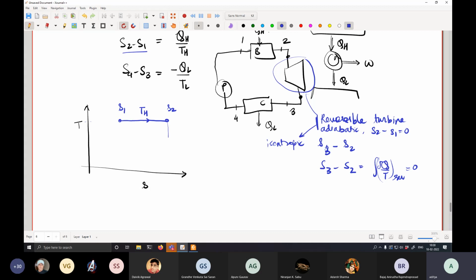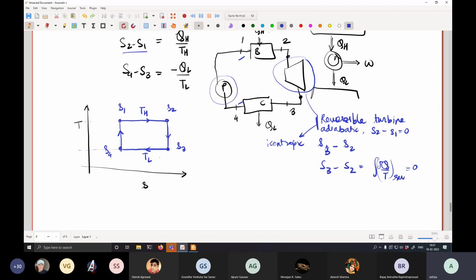So in going from 2 to 3, because you have expansion, the temperature will reduce. So you're over here. So this is S3. S3 is equal to S2. Moreover, for a pump, it's an adiabatic process, it's a reversible process. So S1 is also going to be S4. And why have I drawn them at the same level? Because the temperature is constant. So this is the TL temperature. So this is the entire cycle now in the TS diagram.